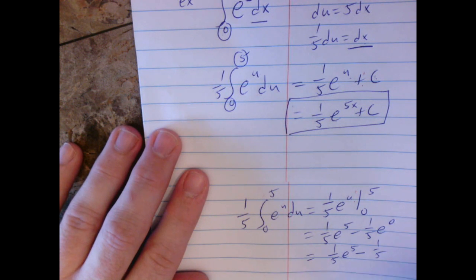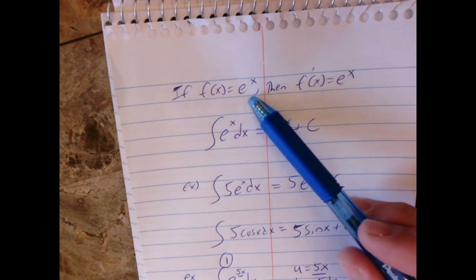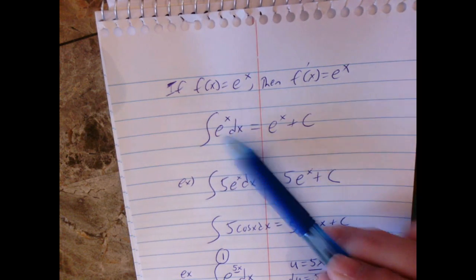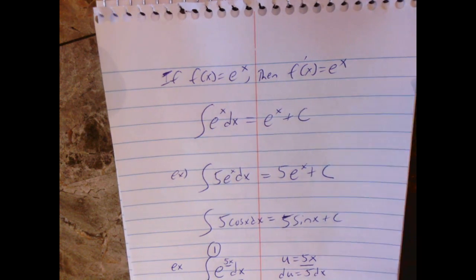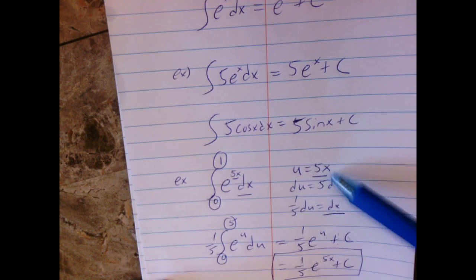The main idea, again, going back to the beginning, is the derivative of e to the x is e to the x. The antiderivative of e to the x is e to the x. Just deal with a plus c if it's indefinite, or plug in the values if it's definite. And then more often than not, you're probably going to need to use u sub for a lot of these.